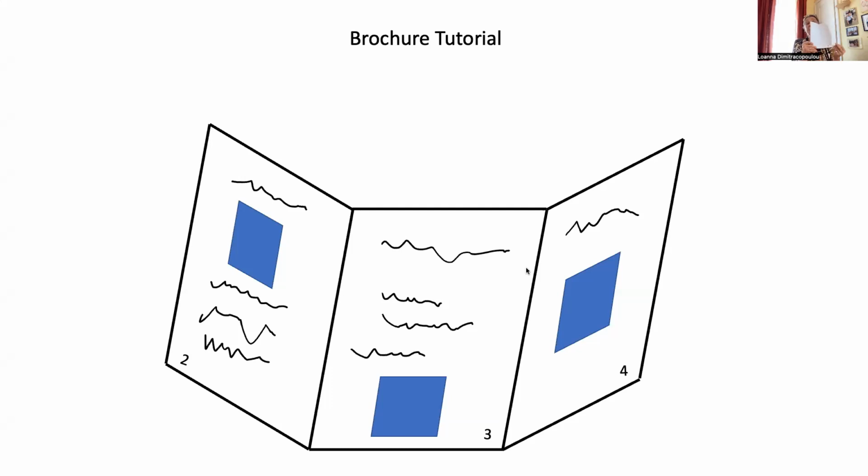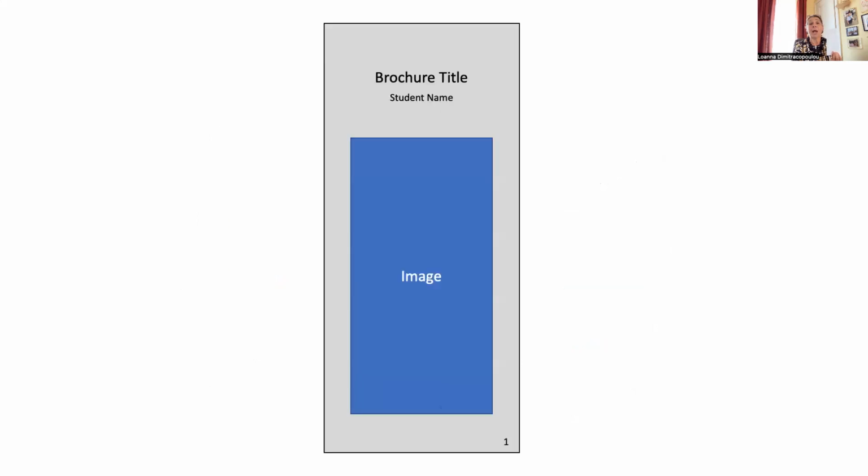You'll start with a piece of paper, you'll fold it in three, and it will look something like this. As the final product, it will have a single topic per page. The front page has to have the title of the brochure, your title, and your name. And probably you can play with any image you want.